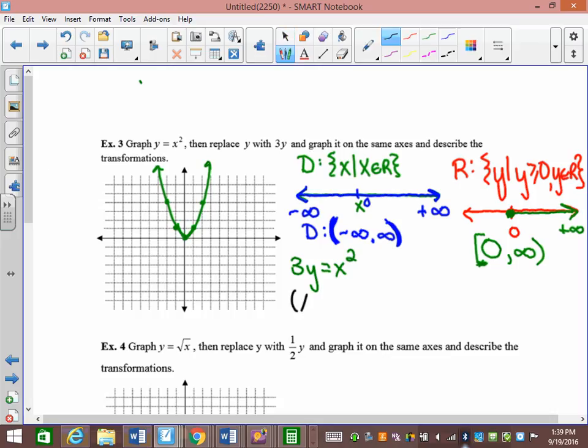So my original point is x, y. What is this 3? What kind of stretch? Vertical stretch.